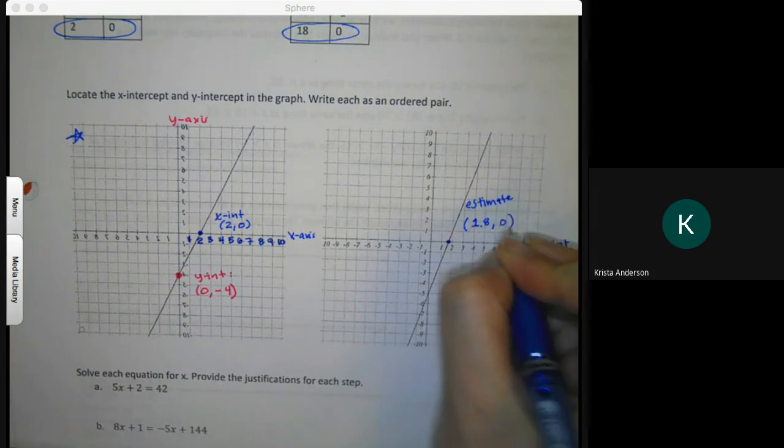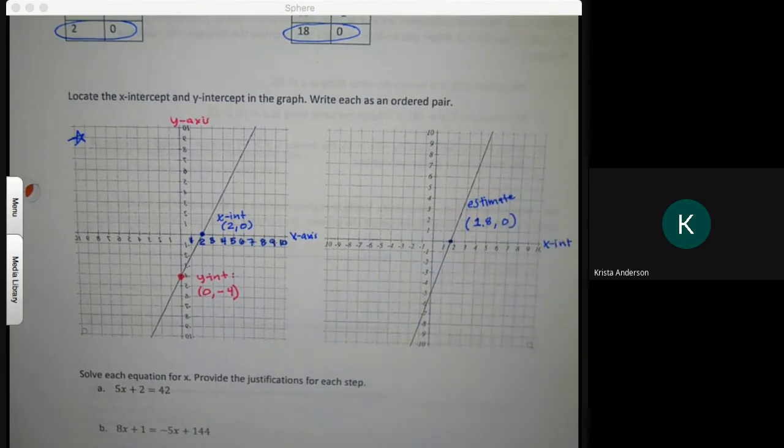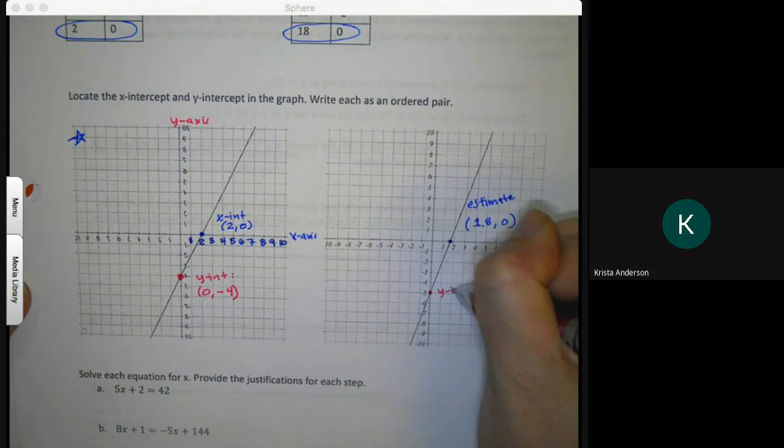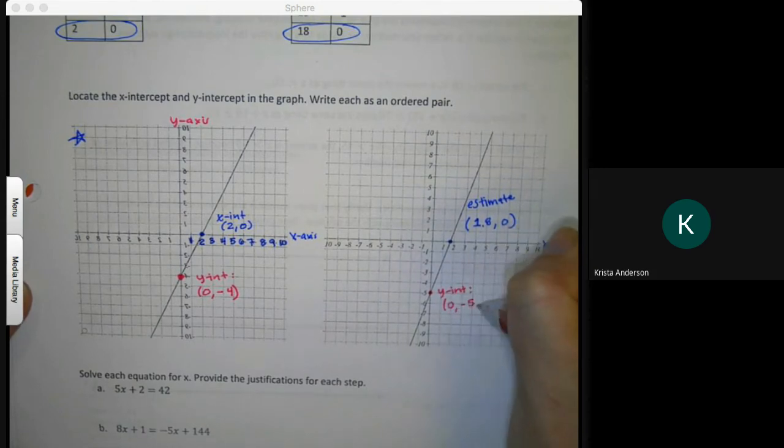On your homework, you can try rounding it to 2. I don't know what it will do, so we can test that out and see. The y-intercept is right here, at 0, down 5.